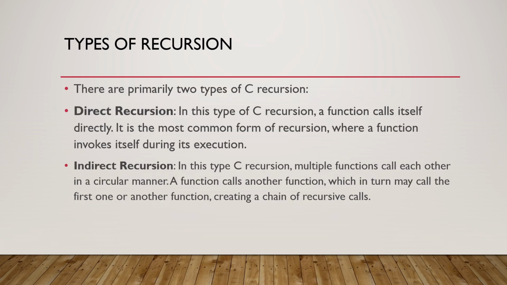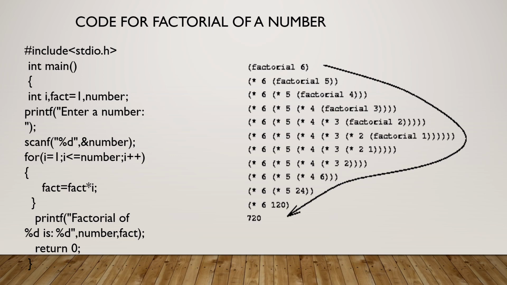Direct recursion is the most common form of recursion, where a function invokes itself during its execution. In direct recursion, the calls are made in a circular manner, creating a chain of recursive calls. Let us take the factorial of a number as an example to understand the concept of recursion. Now coming to the code.